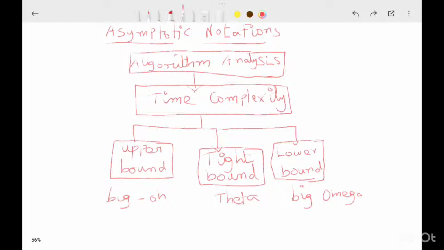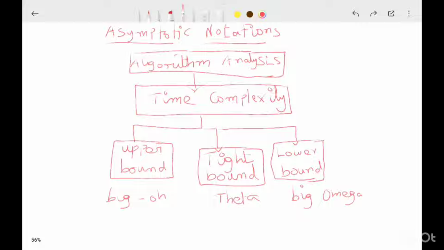Space means how much space it takes to complete that algorithm, and time means how much time it takes to complete the execution of the algorithm. In this video, we will discuss algorithm analysis based on the time taken. That means the time complexity of an algorithm. We may measure this time complexity in three ways.